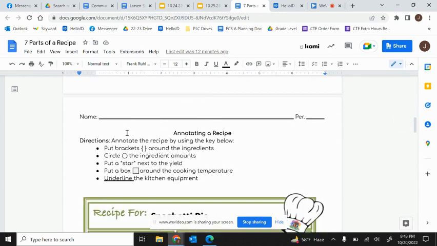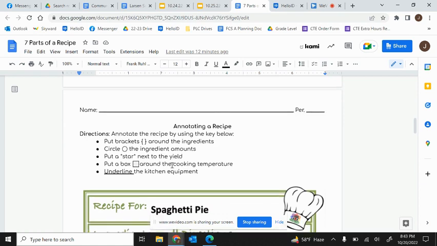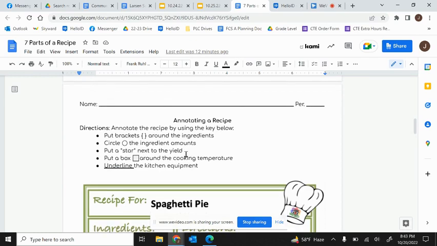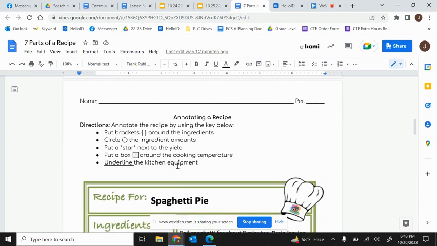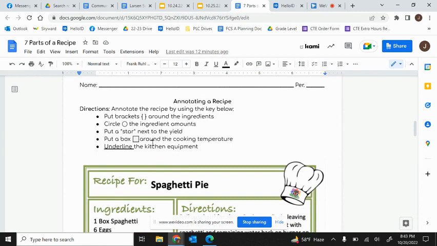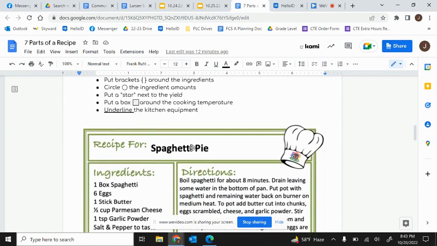Lastly, the backside of the worksheet is annotating a recipe, right? By annotate, you guys do this in language arts all the time and in science, right? Where we're marking our text. Recipes are a version of text. They're the most fun text. Don't tell them I said that, okay? So we're going to put brackets or little squiggly lines around our ingredients. We're going to circle the ingredient amounts, put a star or a little squiggly next to the yield. I can never make stars well. Put a box around the cooking temperature and then underline the kitchen equipment. So what kitchen equipment is needed.